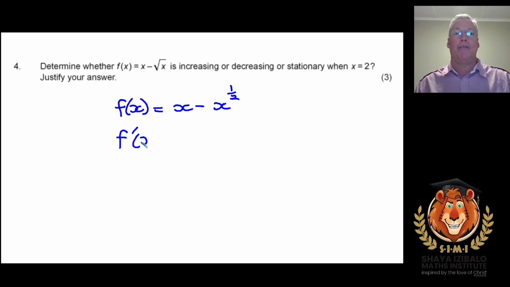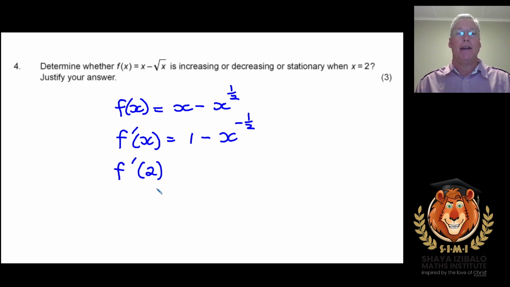So in fact, f dashed of x is actually going to be 1 minus x to the minus a half, right? And now what I'm going to do is put 2 in. And what this notation means is the gradient of f at 2. Right, and when I put 2 into here for the x, I get approximately, I think it was about 0.6 or something.